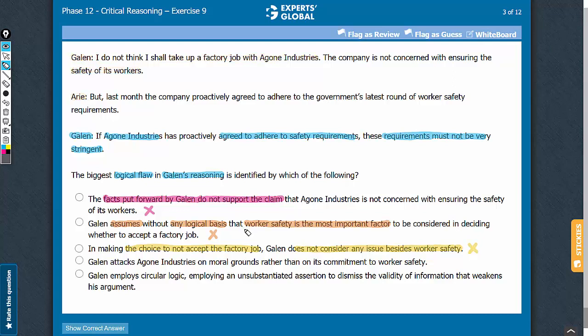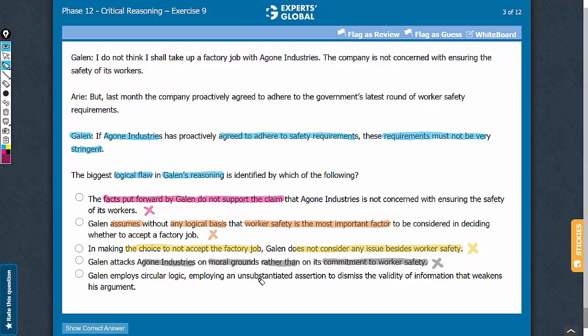Answer choice D. It can be inferred from the dialogue that the first person is not likely to take up a factory job with this particular organization because he believes that the company is not concerned with ensuring safety of its workers. However, the first person does not comment on the moral nature of the company. So it cannot be inferred that the first person attacks the company on moral grounds rather than its commitment to worker safety. So let's eliminate this answer choice.